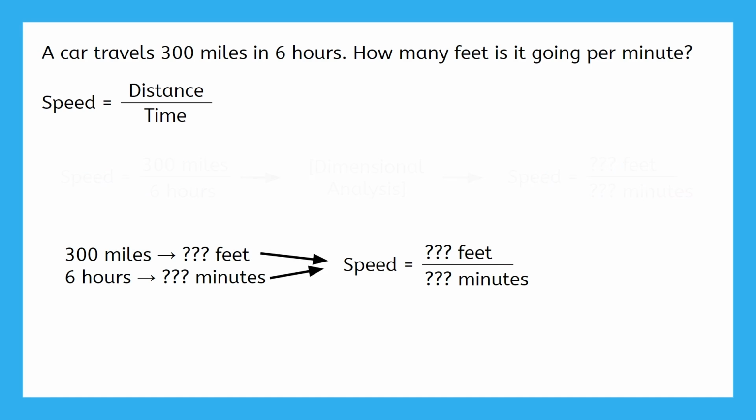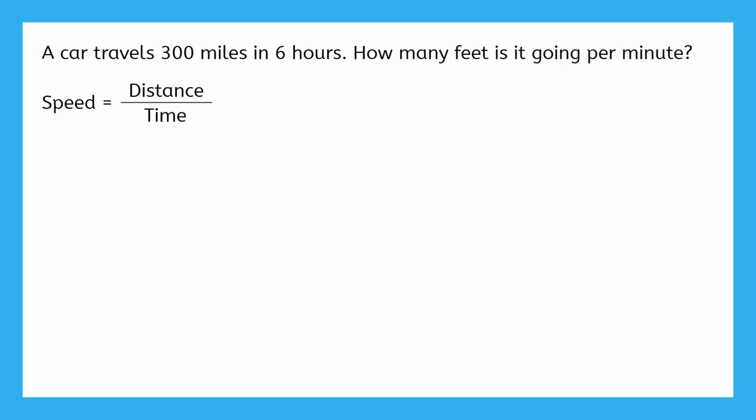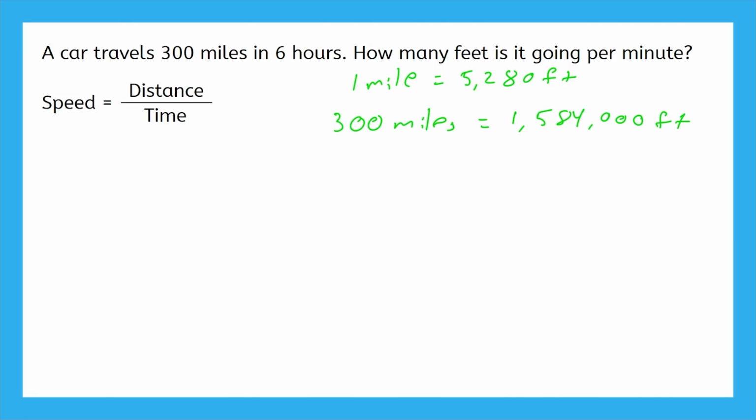We'll do it the second way and convert before we use the formula, but feel free to try the same problem using dimensional analysis. To convert miles to feet, we multiply the amount of miles by 5,280. So 300 miles is 1,584,000 feet. To convert hours to minutes, we multiply the number of hours by 60. So 6 hours is the same as 360 minutes.